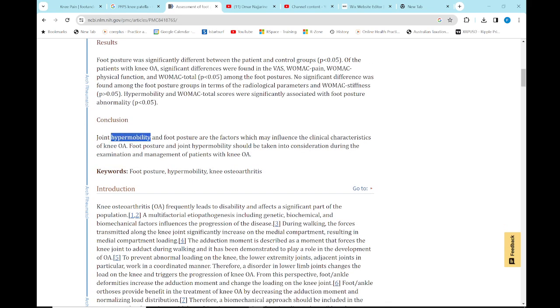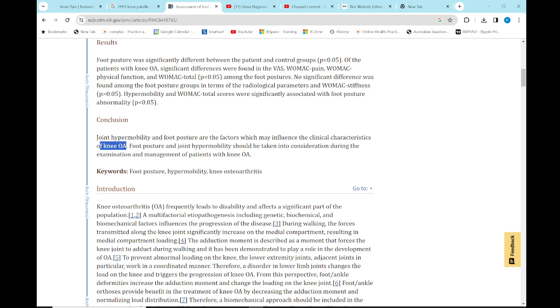joint hypermobility and foot posture are the factors which may influence the clinical characteristics of knee osteoarthritis, meaning that the flexibility of the joint, most likely referring to the knee flexibility, but also the foot flexibility, because when the foot moves, the knee moves. And foot posture, so the position of the foot, if the foot is rolling in too much or rolling out too much. They are factors which may influence the clinical characteristics, meaning the outcomes.